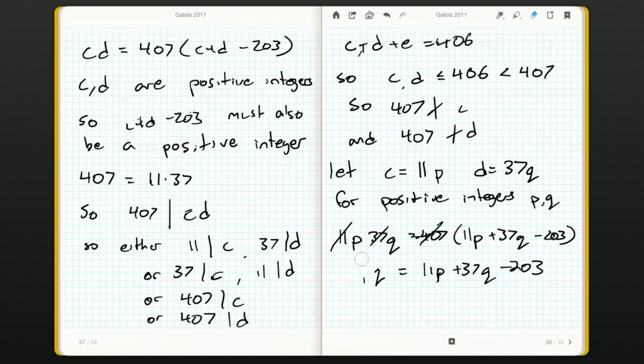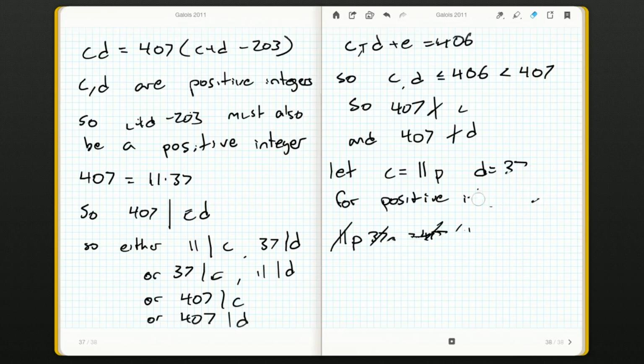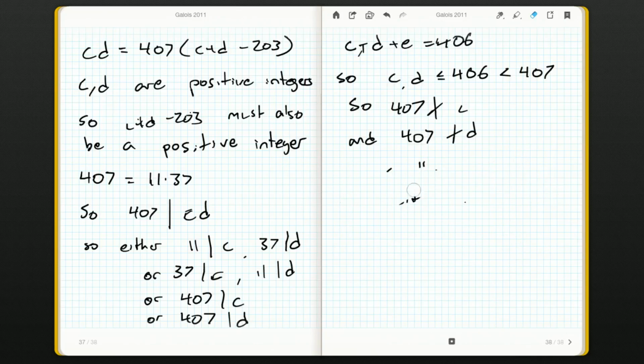I'll tell you what I'll do. We won't use this, because we have really just traded one equation for another. What we'll do is we'll do two cases. So case 1, 11 divides C, 37 divides D. Now we know that 1 is less than or equal to C is less than or equal to 135.